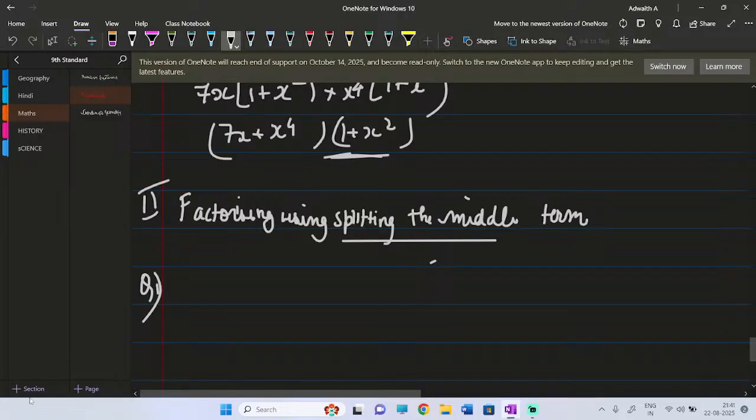You know the formula? Does everyone know the formula? ax square plus bx plus c is equal to 0. No, x plus a into x plus b you don't know. That is not the formula. Okay, it's okay. If you don't know, we'll learn.